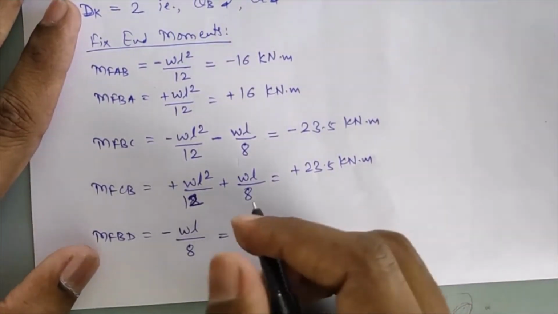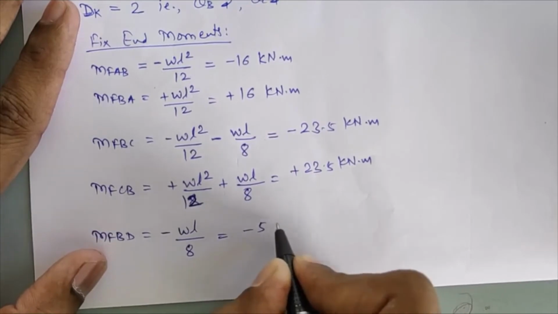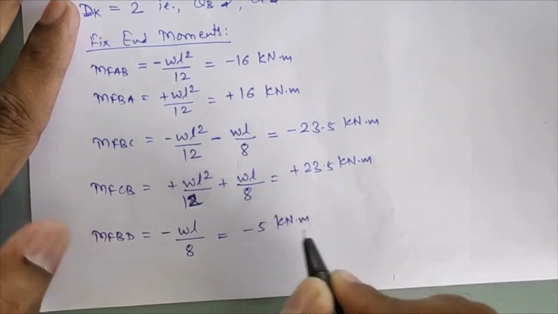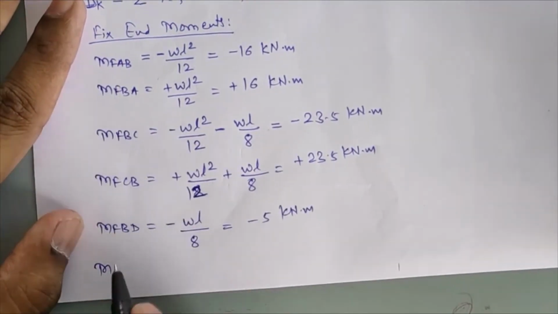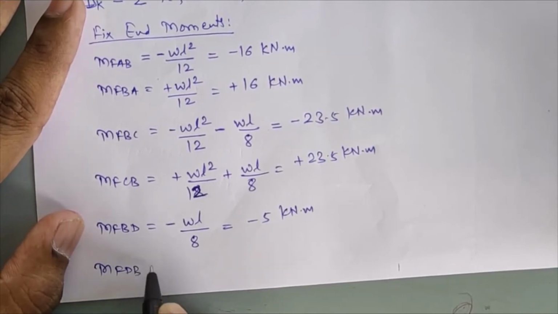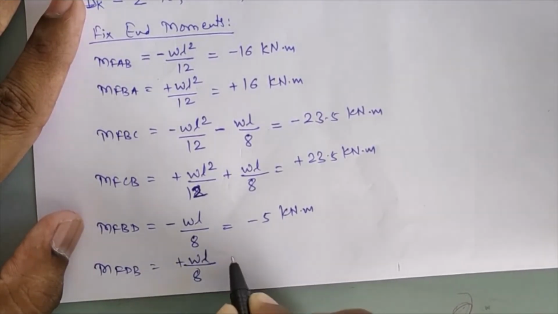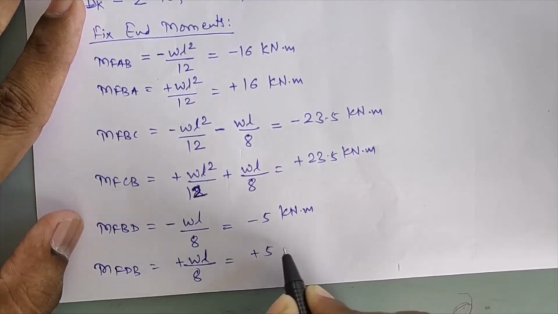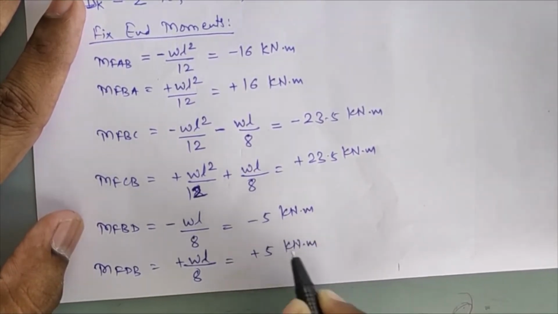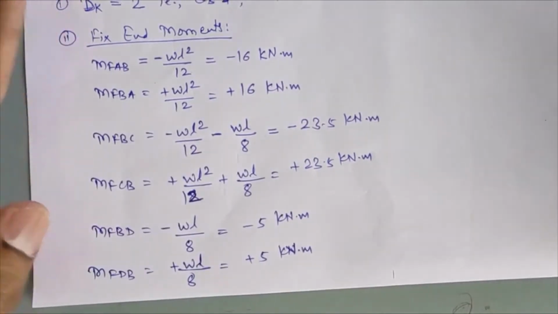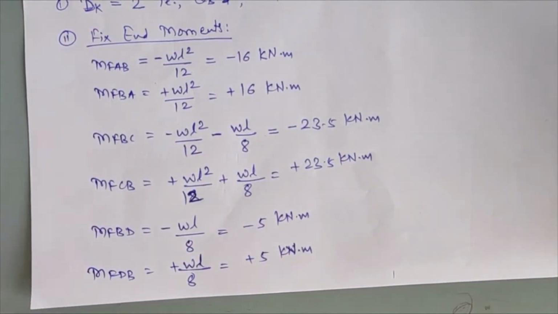So if you solve for this, you will get minus 5 kilonewton meter, and the last fixed end moment will be your MFDB, so that will be plus WL by 8. The restoring moment will be clockwise in nature, so we get plus 5 kilonewton meter. Okay, so this will be our total fixed end moments over there. One member is increasing in this numerical.